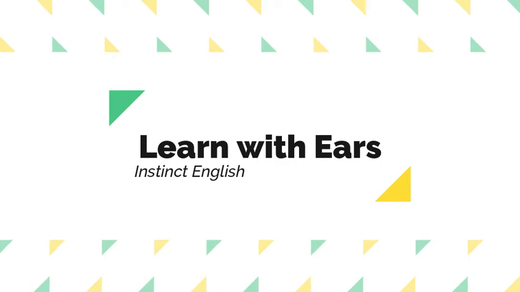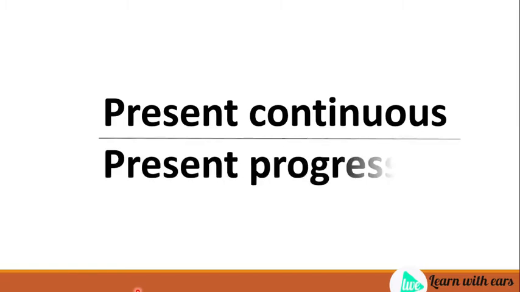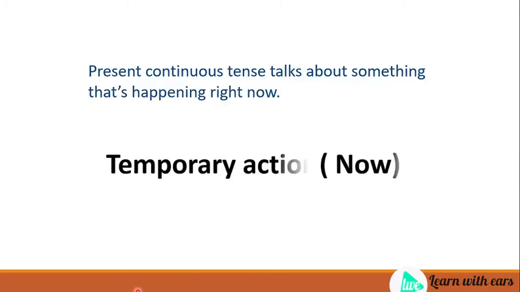In today's video, we are going to talk about present continuous tense. Okay, it is also known as present progressive tense. So let's get started. Present continuous tense talks about something that's happening right now. Okay, it is a temporary action which is happening right now.